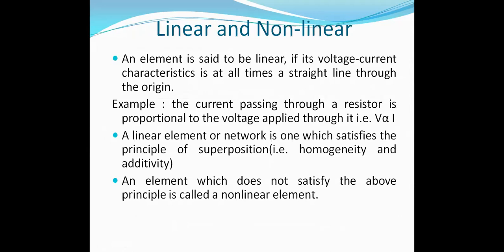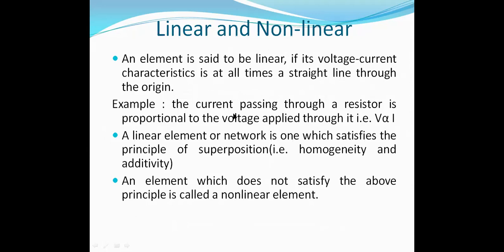Next are linear and non-linear elements. An element is said to be linear if the voltage and current relationship is a straight line through the origin. That is, if you apply a voltage, then the current changes proportionally, which leads to a straight line passing through the origin. Whether you take negative or positive values, it has to be a straight line, and it has to be linear.